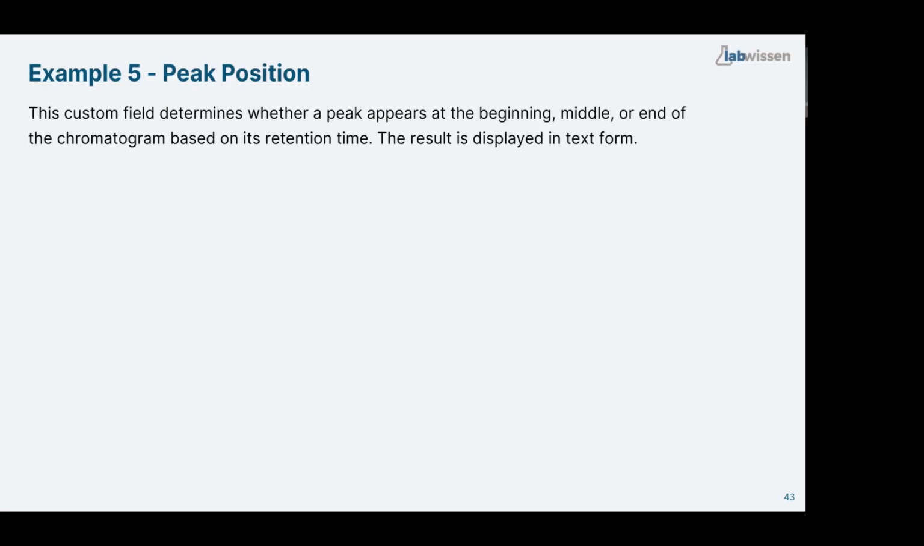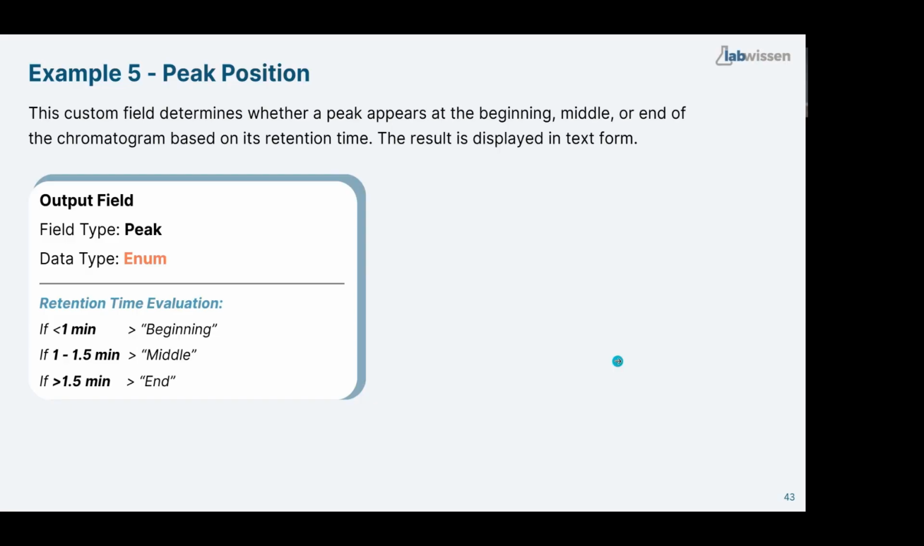Oh, field type and data type. So we have a question regarding retention time. Retention time is a parameter of a peak. Andreas, you're right in the first part. So it's a peak, because we want to check every peak, but we want to do an evaluation. And in this case, you see we have 3 questions. Is it at the beginning? Is it at the middle? Is it at the end? So this one is an enum, enumerated custom field.